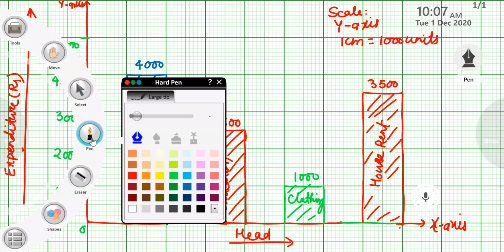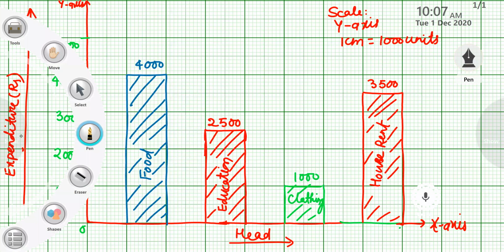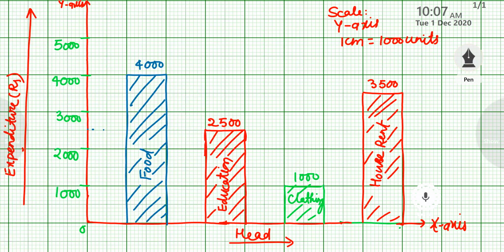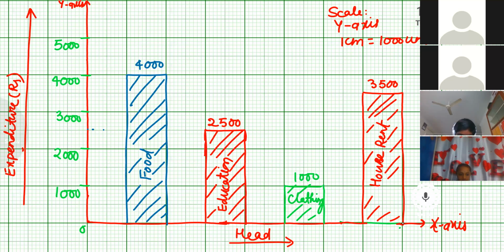Draw everyone clearly. You are observing, students, equal width I have taken. Width is equal. Height will vary because different heads are there and the values are different. Height will vary, but width will be equal.